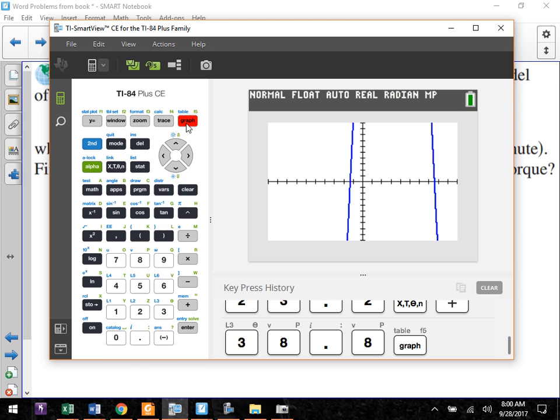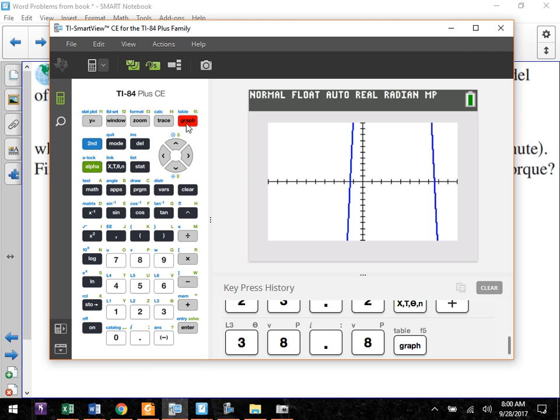So think about the information that you know. You know that you have a y-intercept at 38, and you can see where it crosses your x-axis, which means you have to change your window to see the peak there, don't you?